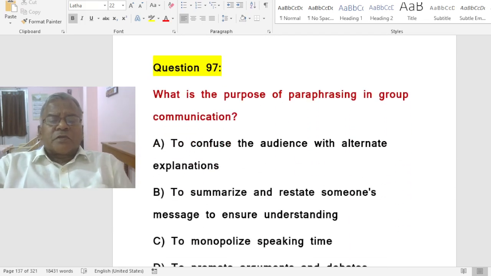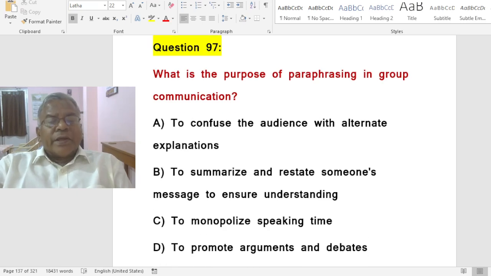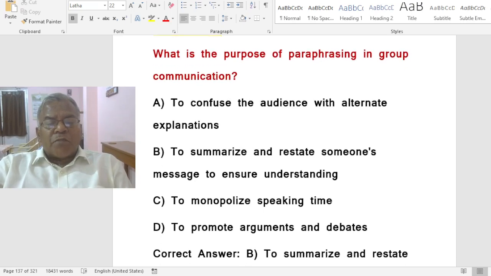What is the purpose of paraphrasing in group communication? A. To confuse the audience with the alternate explanations. B. To summarize and restate someone's message to ensure understanding. C. To monopolize speaking time. D. To promote arguments and debates.